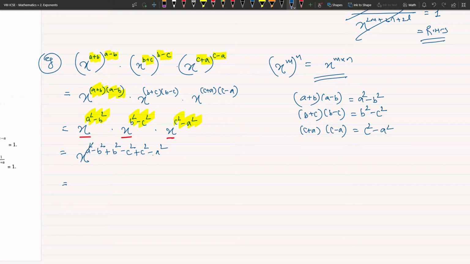अब देखो बहुत important है. a square और minus a square कट जाएगा, minus b square plus b square 0 हो जाएगा, minus c square plus c square 0 हो जाएगा, so you get x raised to 0, and anything raised to 0 is 1. So this is one very important question, जिसमें algebra के identities का भी use है. इस type के question ज्यादा difficult होते हैं, जिसमें numbers नहीं होते हैं, there are no numbers in this. ठीक है, so these are little tricky questions.